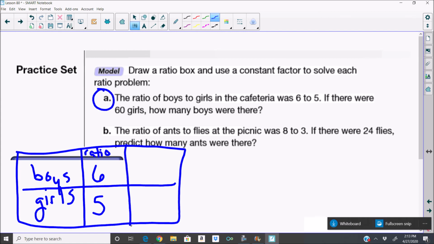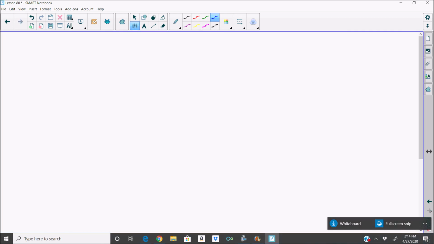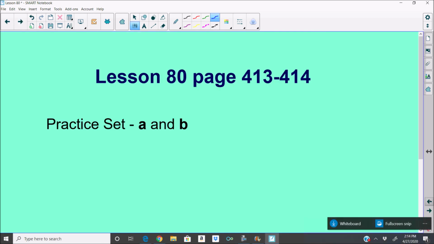And then it's asking about actual count. If there were 60 girls, okay, now I want to make sure, do I put it up here or do I put it here? I want to make sure I'm putting it in the right box. If there were 60 girls, so I know how many girls there were. I'm trying to find out how many boys there are. So go through and figure out what fraction you would multiply this by, and then that should help you out. So that is your assignment. Finish just those 2 and then go on to Edmodo.